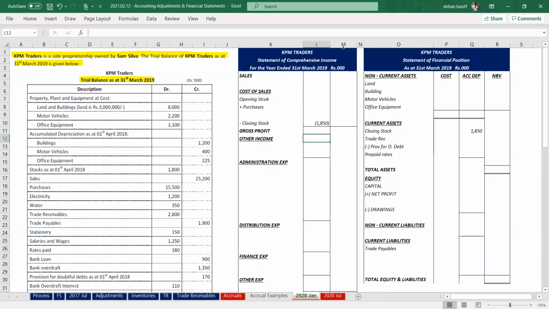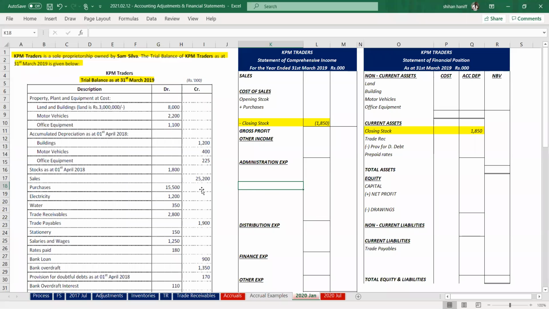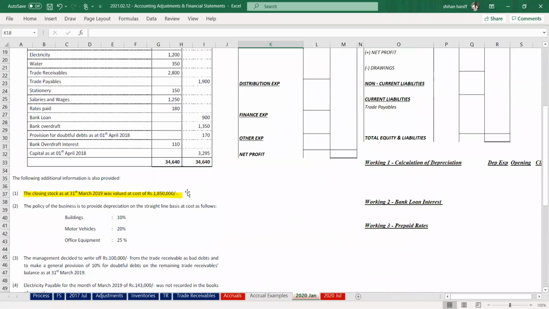Right. So we will start closing stock, current asset, and cost of sales. We have to record in both. Then we have the depreciation. I'll do the depreciation at last.